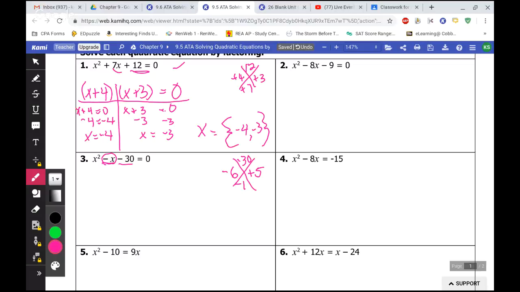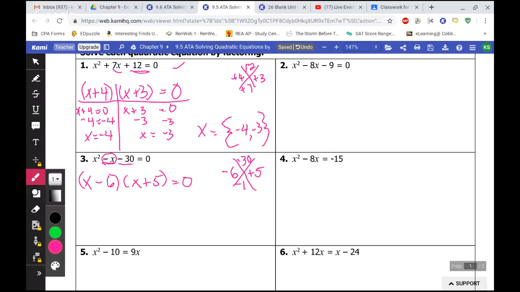Because when you take the difference of a negative number and a positive number, or when you combine a negative number and a positive number, you find the difference and give the sign of the higher one. So that's going to be x - 6, x + 5. And it stays equal to 0.